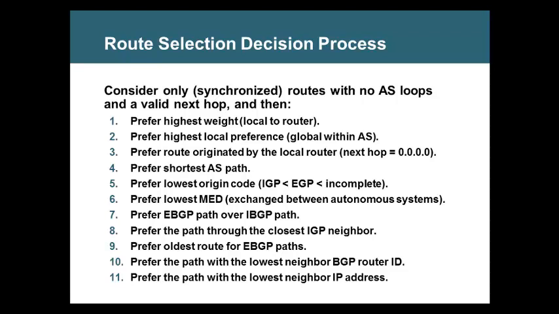You need to see which iBGP router cost is lower. You may be running EIGRP or OSPF to reach that iBGP. Internally, you will be having an IGP protocol. So the closest IGP neighbor will be taken.